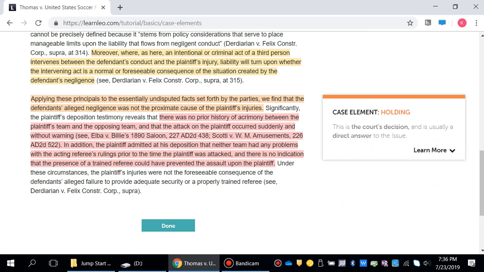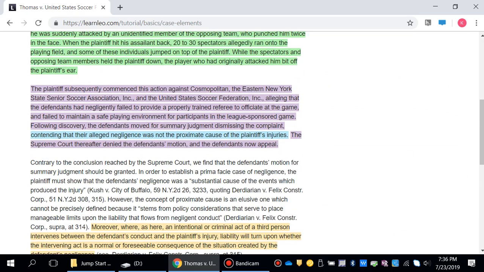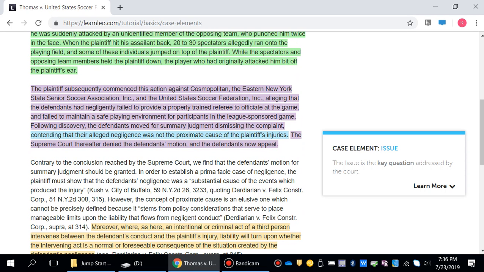Now, the court's decision is a direct answer to what was at issue. And what was at issue was this. I skipped this, sorry. So the issue in the case is the key question addressed by the court.